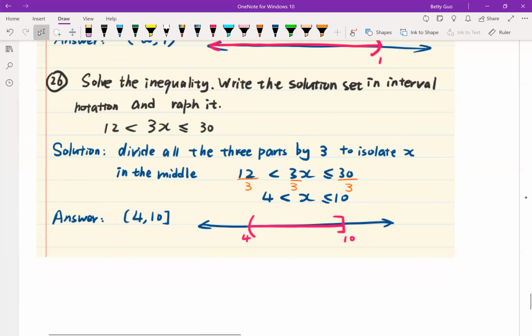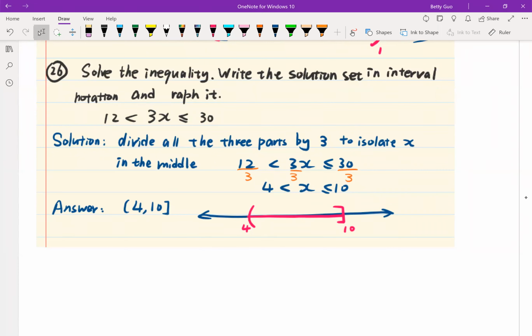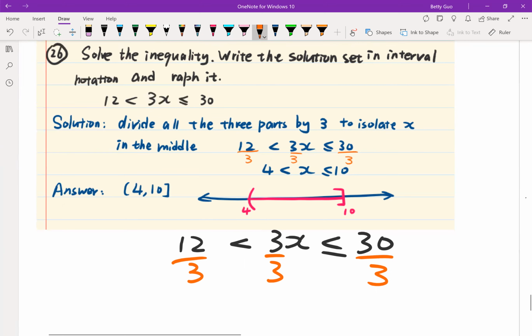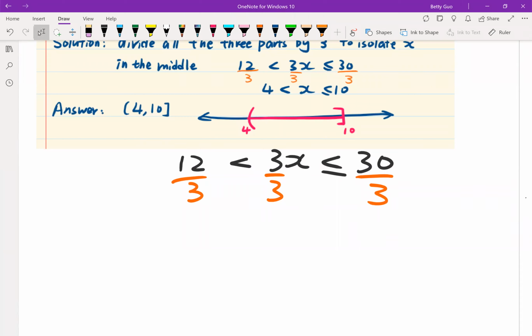Number 26, compound inequality. The compound inequality has 12 on the left, 3x in the middle, 30 on the right. We need to isolate x in the middle, so we divide all the 3 parts by 3. Do not flip the direction of the inequality symbol because 3 is positive. Then we will have x by itself in the middle. On the right, we have 10. On the left, we have 4. So 4 is the left endpoint of the interval. 10 is the right endpoint of the interval.